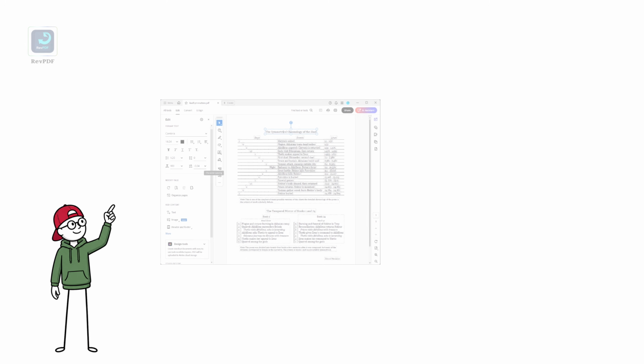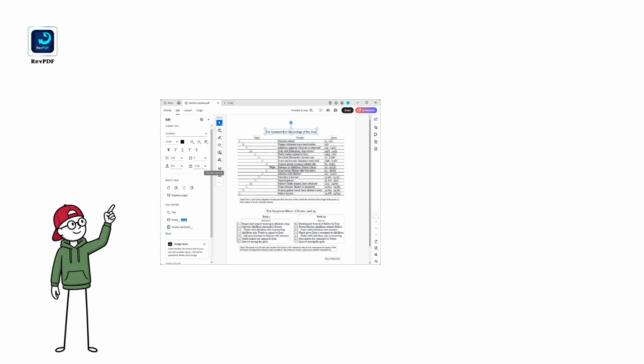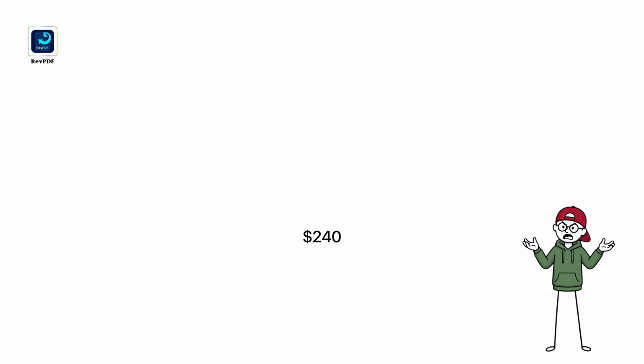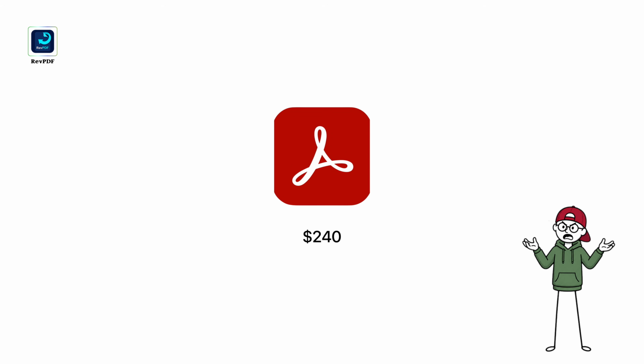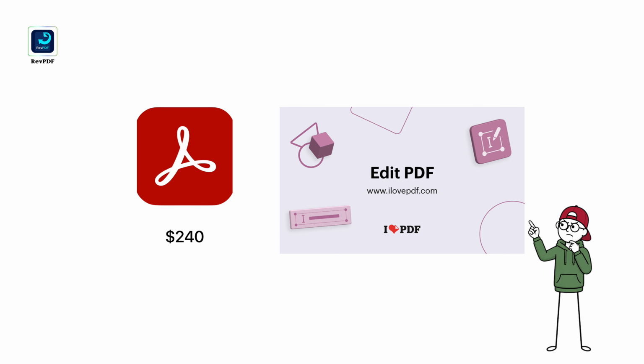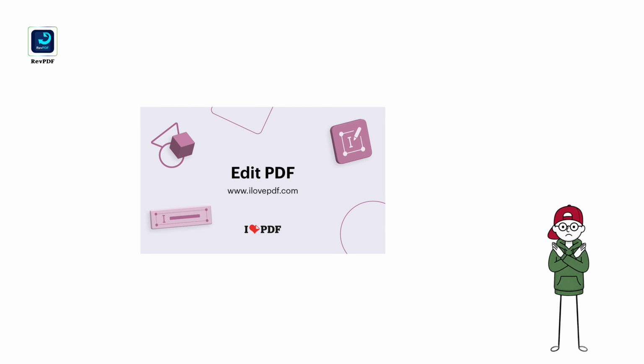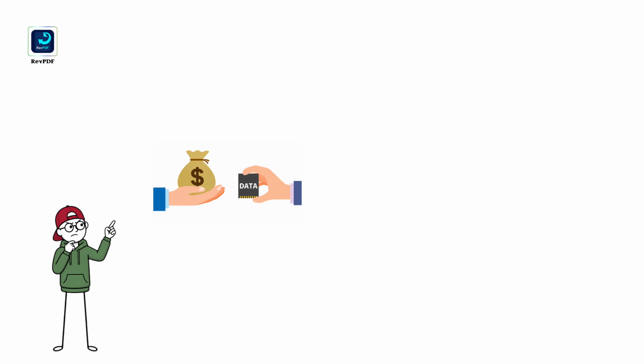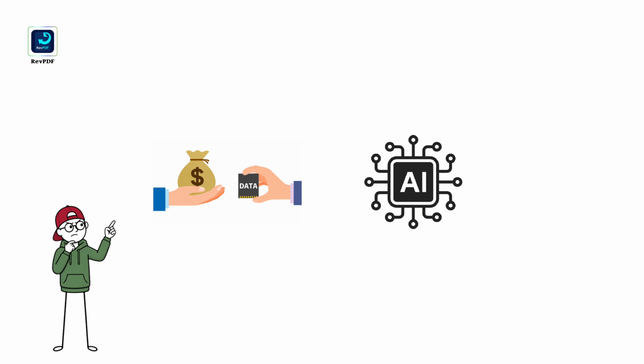RevPDF. Trying to edit a simple PDF usually puts you in a terrible position. Your options are to pay $240 a year for Adobe Acrobat Pro, or use one of those sketchy, free PDF editor websites. Do not ever upload your business contracts, tax documents, or NDAs to a random free website. They are almost certainly scraping your data to train AI models or selling your information.